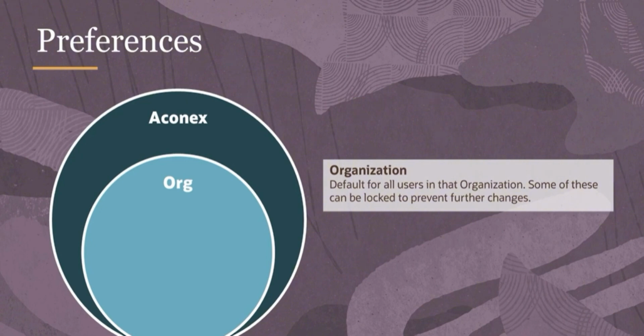Next, we have organization preferences. The defaults at this level filter down from the Aconex preferences, but you can change and override certain ones. You can also lock certain preferences at this level to prevent changes at the project and user levels below.